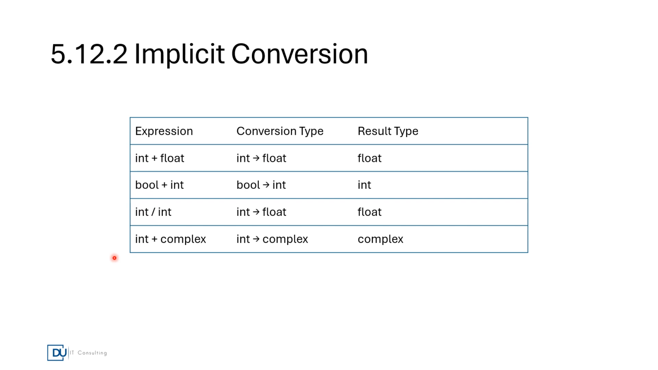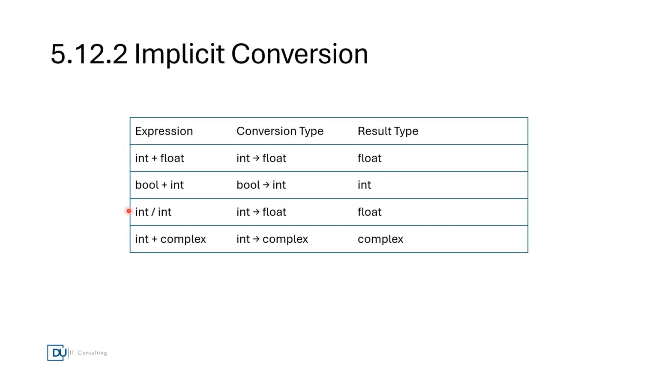As you've seen, the Python interpreter sometimes converts implicitly. If we have an expression with a combination of integer and float, integers are converted into float and then the expression is evaluated. So in this case, the integer is converted to float, and then float plus float results in a float data type. Similarly, when there is a bool, the bool is converted into an integer, and then we have integer plus integer, so the result will be an integer.